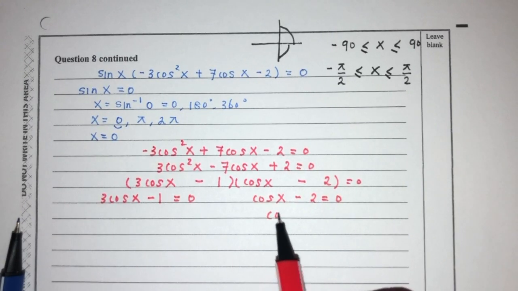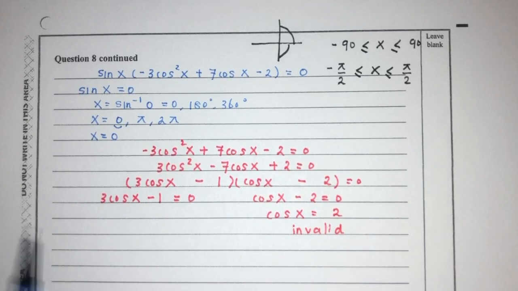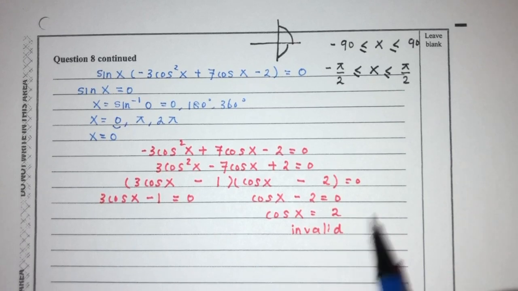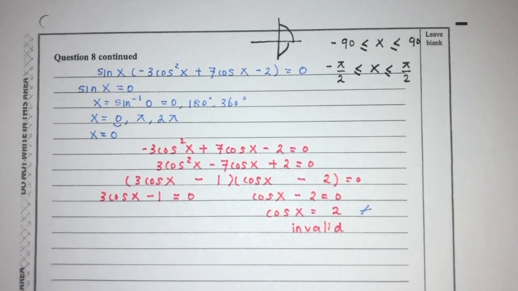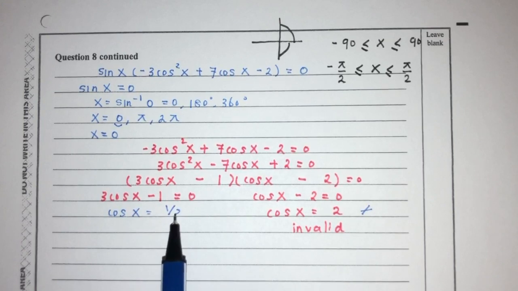As you can see here, cos x could be 2, but this will be invalid because we know the value of cos x can only be between minus 1 and 1 inclusive. It cannot be more than that, so this will not be good. Now for this one, cos x will be 1 over 3.